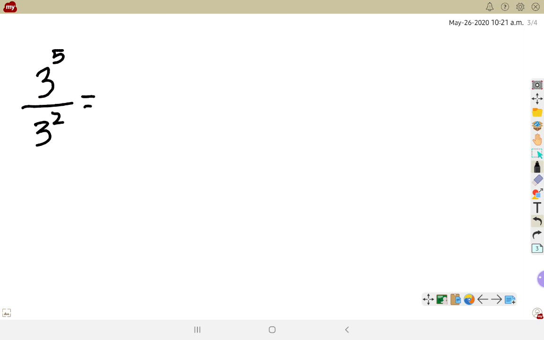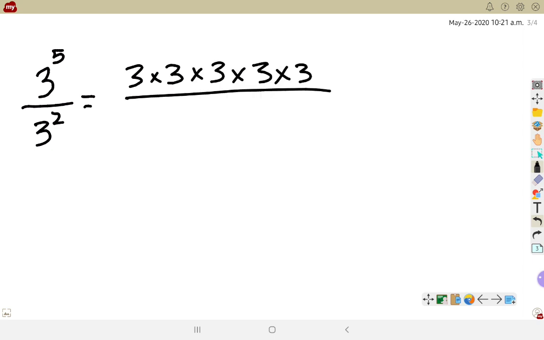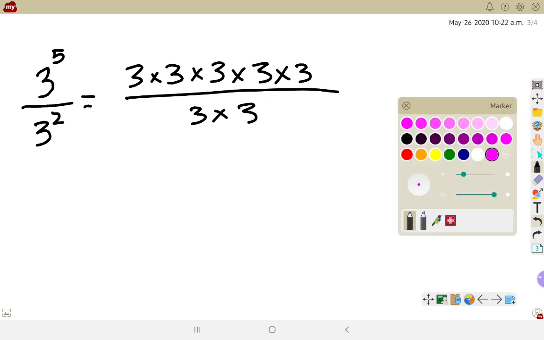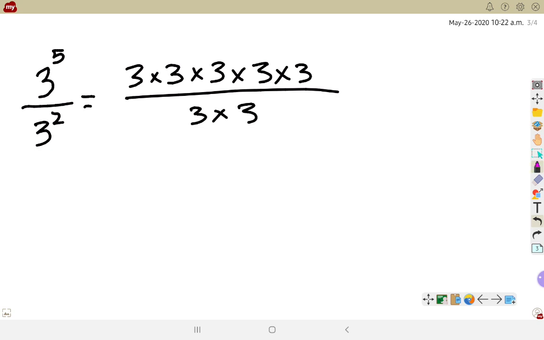So if I was to expand, that's 3 times 3 times 3 times 3 times 3 for my numerator, and then 3 times 3 in the denominator. And as I look to find common factors to put into lowest terms, common factor of 3, and another common factor of 3. Those guys turn into 1s. So what am I left with?